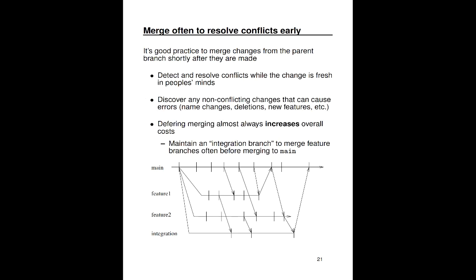So branches are really powerful and allow people to work in isolation. But the longer you work in isolation, the more likely it is that other people will be making changes that will conflict with yours. So it's a good practice to merge changes from parent branches early and often, as soon as possible after they are made. This allows you to work with the conflicts. It will detect conflicts early and then resolve them while the changes that cause the conflicts are still relatively fresh in people's minds.